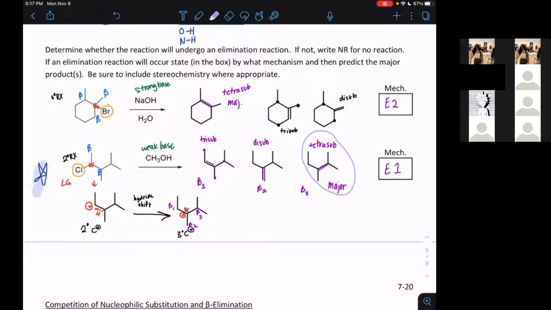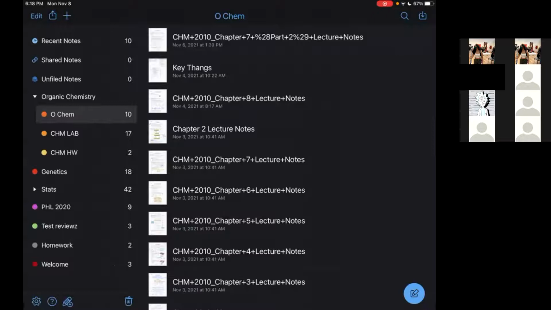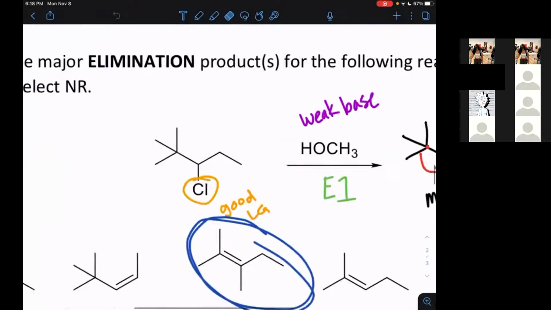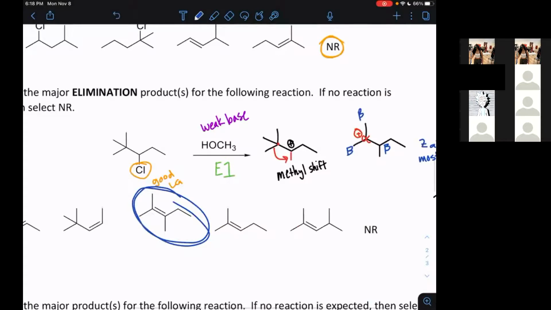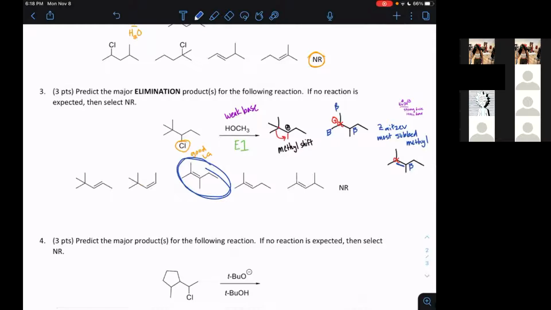I don't think ours has the tertiary one, right? Let me go back. No, that's not the same. We have a tert-butyl. So you have this part, that carbon right there. If it was E2, you couldn't do a double bond with that. You have to do a methyl shift for E1. Oh, okay. Thank you so much.